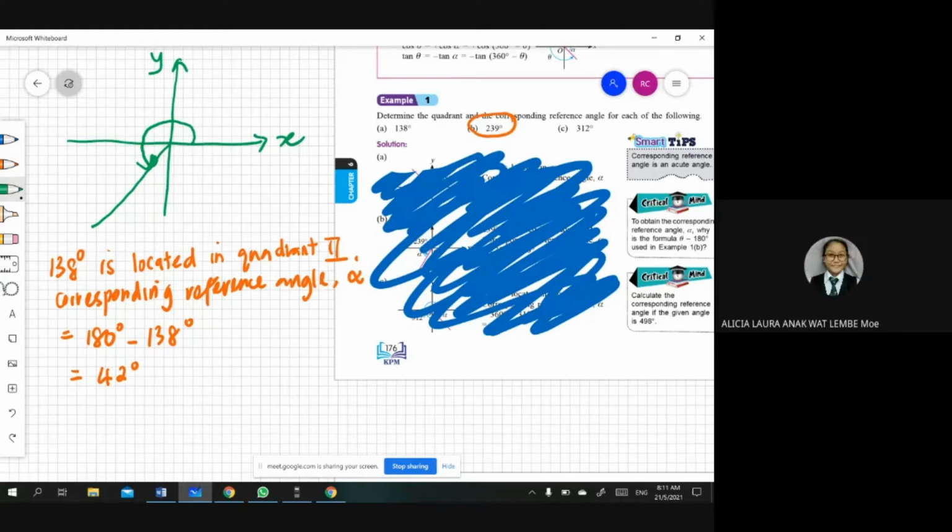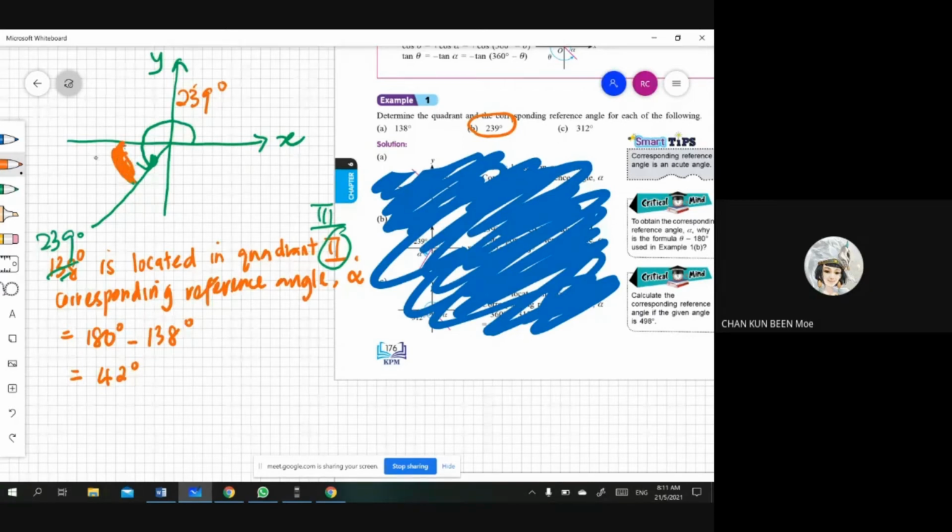Quadrant 3. Yes, so you just need to change this to quadrant 3. This is 239 degrees. Now we need to find the corresponding reference angle. So the corresponding reference angle is here. Correct or not? Because it's the one that is nearer to the x-axis, this one.